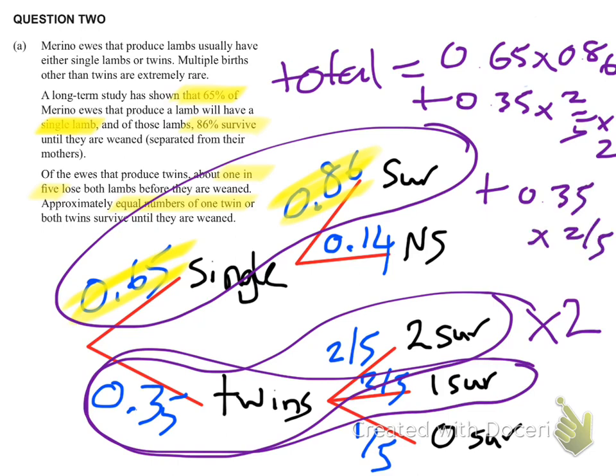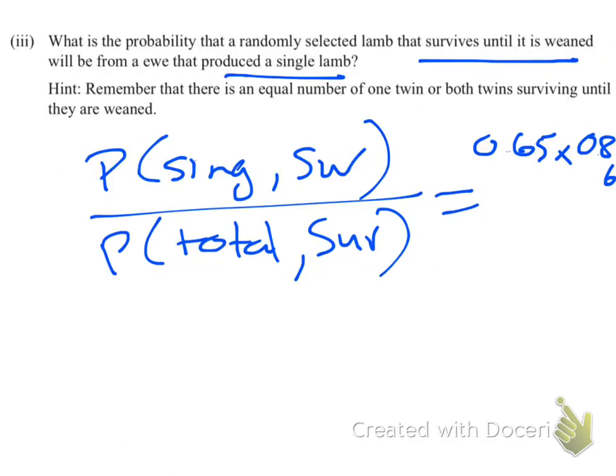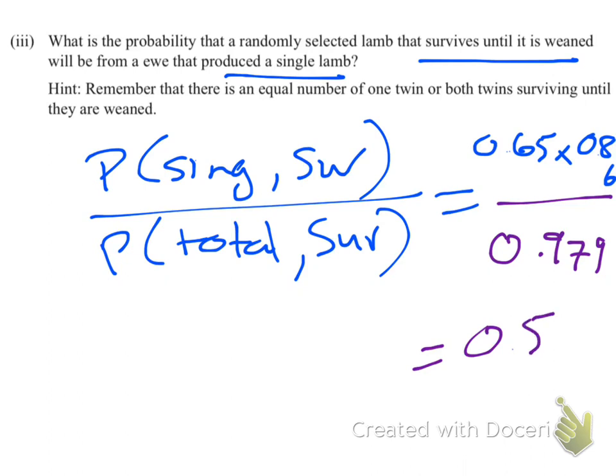And so when you add all that together, that's going to give you a probability of 0.979. And when I divide those out, that'll give me 0.571 as my probability.